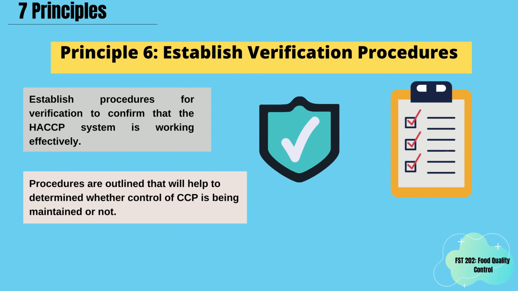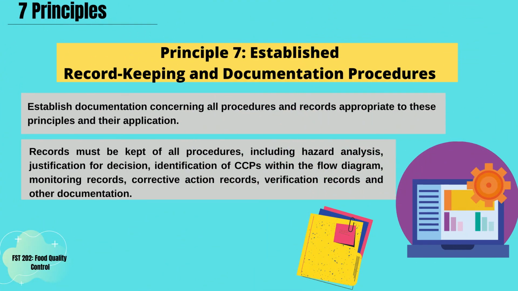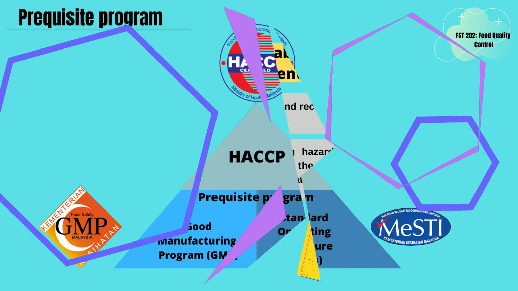Principle 6. Establish verification procedures. Verification procedures need to be established to confirm that the HACCP system is working effectively. Principle 7. Establish record keeping and documentation procedures. The establishment of documentation concerning all procedures and records appropriate to the HACCP principles and their application.